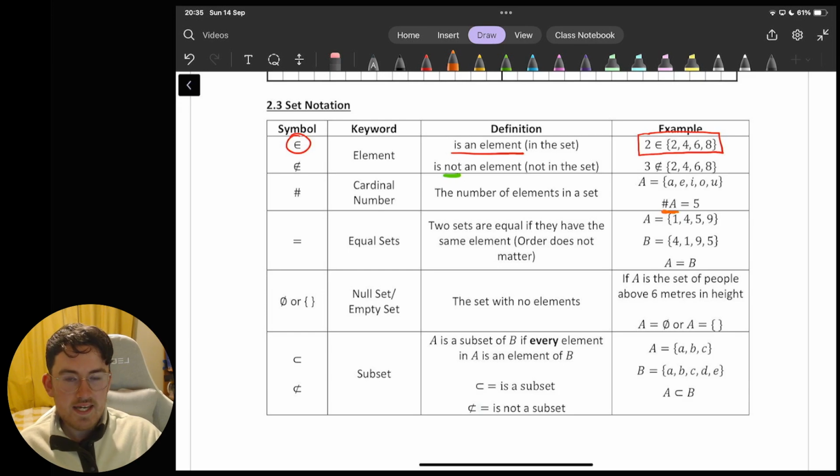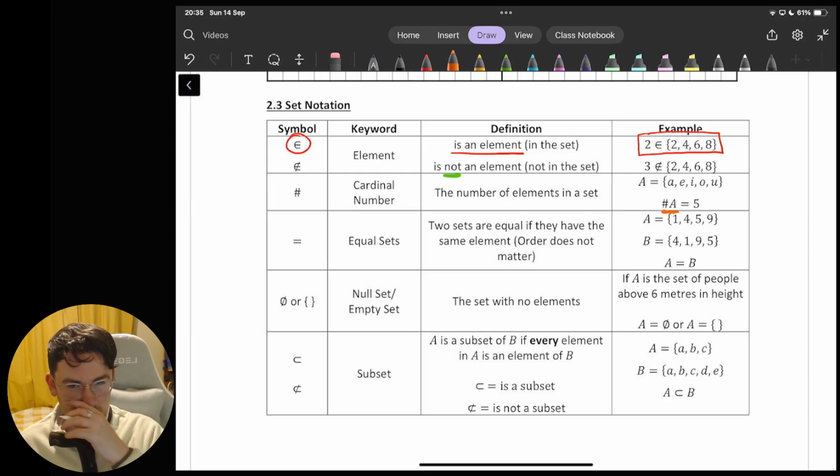The next symbol is an equals symbol. Fairly straightforward. It's the same understanding we would have. Two sets are equal to each other. Two sets are equal if they have the same elements. What could we say as two equal sets? Well, we have the two examples there, 1, 4, 5, 9 and 4, 1, 9, 5. I've only changed the order, but the two sets still are equal to each other. The days of the week, if somebody writes the days of the week starting with Monday or starting with Sunday, it's still the days of the week, so they're equal.